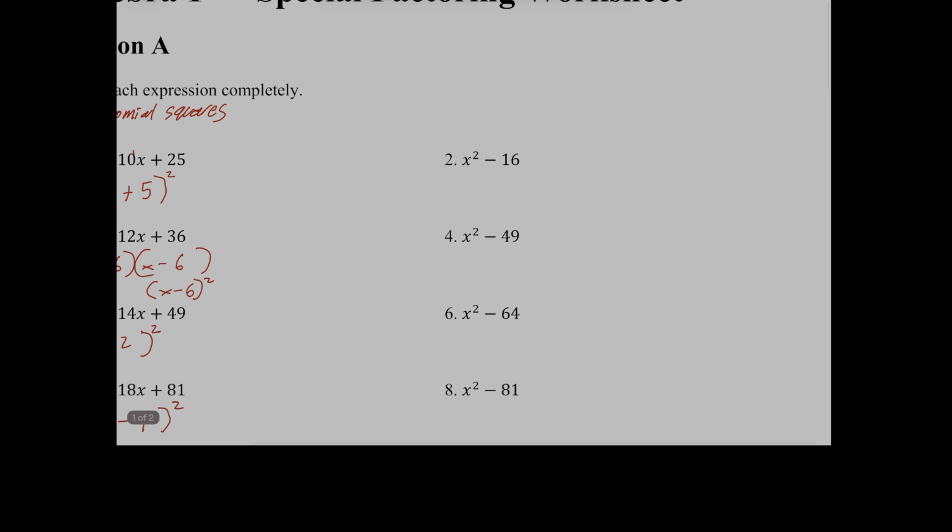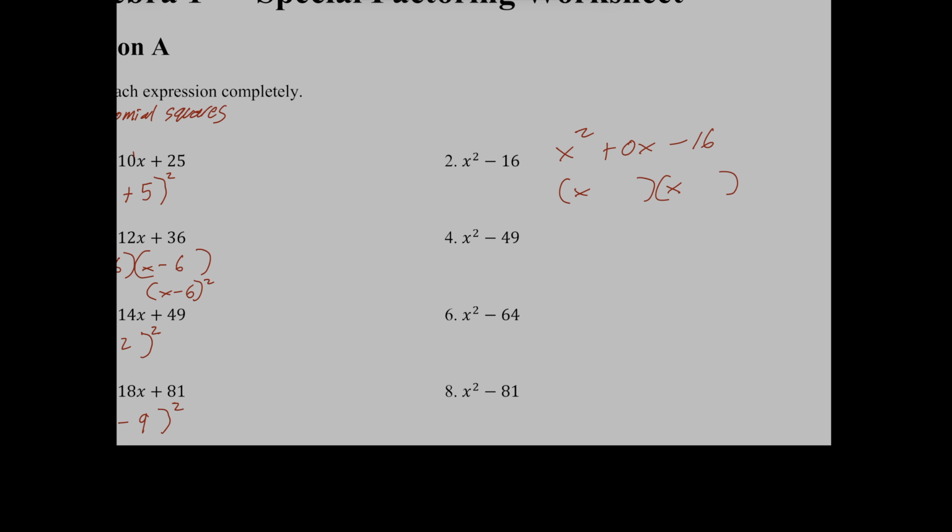Now, let's look at these. I showed you on one of these, the pattern is really this. This is x squared plus 0x minus 16, right? There's no x value, so that's like saying it's times 0, right? Well, the third term is negative, so signs are different. What multiplies to 16 and adds to 0? A positive 4 and a negative 4.